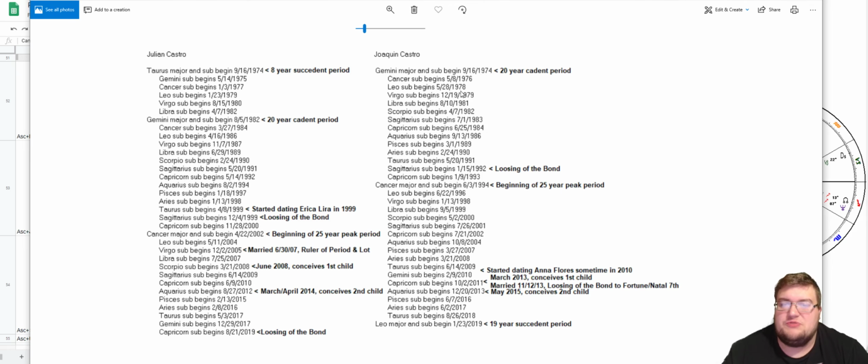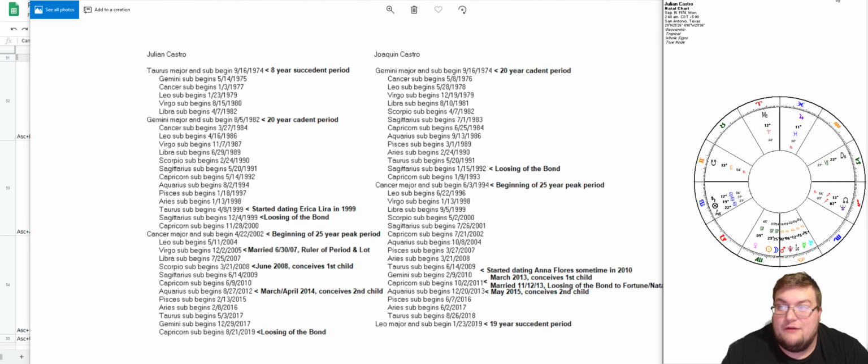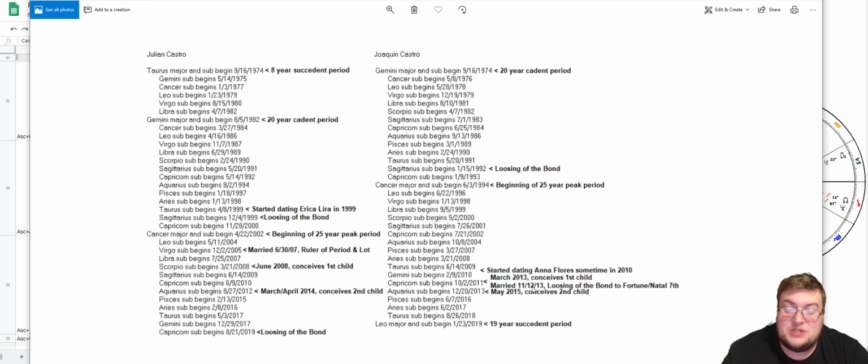Now for Joaquin Castro, it's really different, right? Because he starts off with this Gemini period and it's ruled by Mercury. Now he doesn't have the chance for a double confluence of reaching the ruler of the lot and the ruler of the major period at the same time. So we're probably going to be relying on more general angularity for Joaquin's case. And so while both of them reach their angular periods when they get to Cancer, because they have fortune in Cancer, we can see that it was actually at the loosing of the bond that Joaquin Castro got married. He got married on November 12th, 2013.